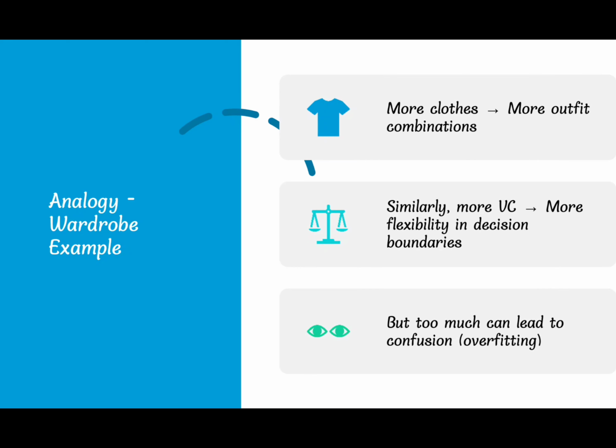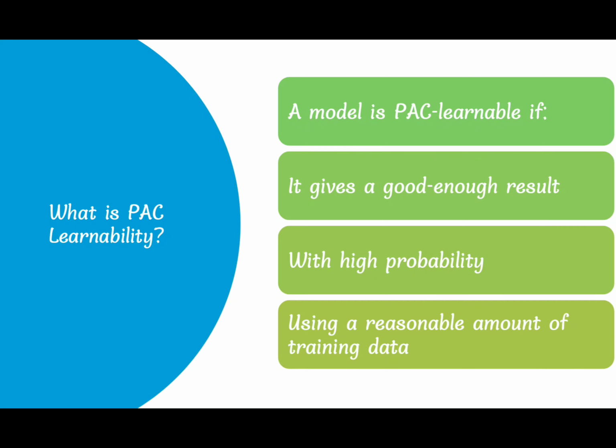Now, let's talk about PAC learnability. PAC stands for probably approximately correct. This concept helps us understand whether a model can learn well from data, even if we don't have too much data. A learning algorithm is called PAC learnable if it can find a good enough solution with high probability after seeing only a reasonable number of examples. In short, we want our model to be probably right and approximately accurate most of the time. If that's possible, then the model is PAC learnable.